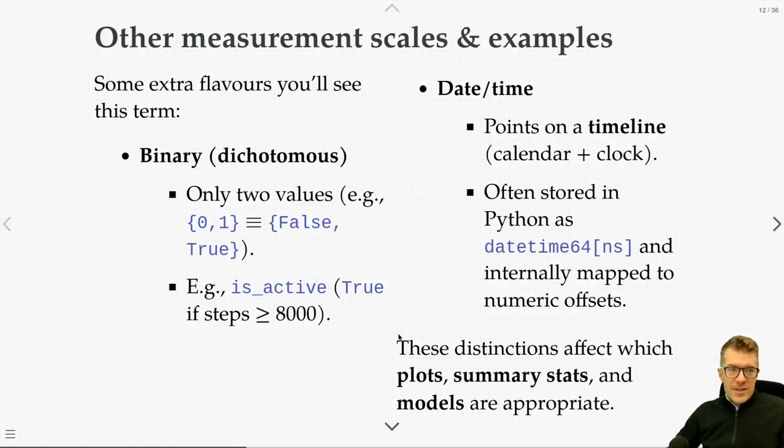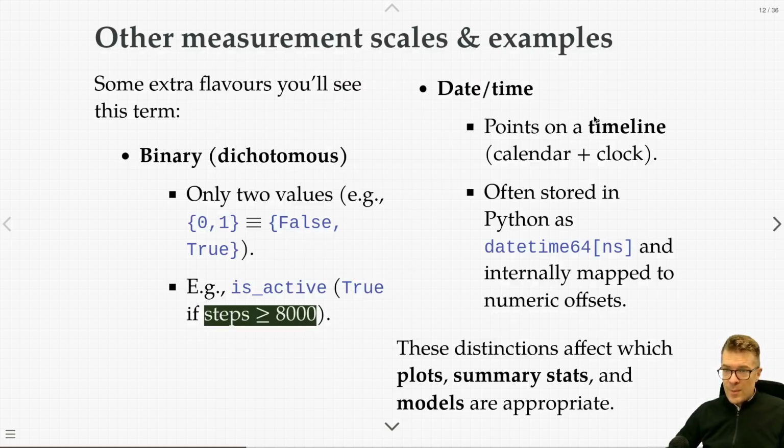There are other kinds of measurement scales we're going to see in this class, including binary data. You know what this is. There's only 2 values, 0 or 1, representing false and true respectively. We can do kind of binary operations on them. So a binary operation, say, is active, asks a question about steps being greater than or equal to 8,000. So steps is a discrete integer. 8,000 is a discrete integer. You can do this comparison between them, and if it's true, you return true, and if it's false, you return false.